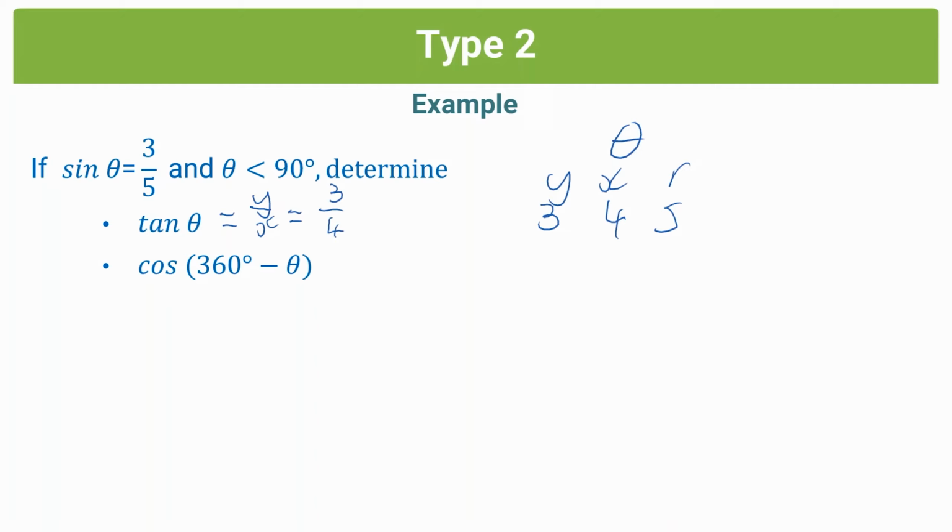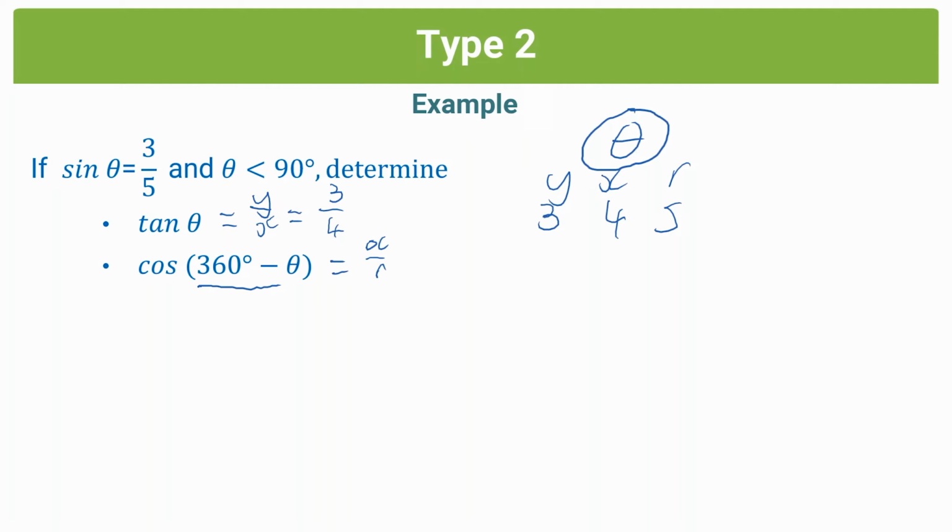The issue comes in with cos(360 minus theta). This is why it's a slightly more difficult question, because you have to make use of your supplementary reduction formula, because you can't go straight from here and say that this is equal to x over r. No, because we have a 360 minus theta here, and we only have x, y, and r for theta.